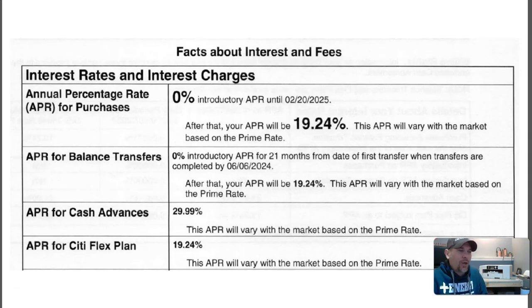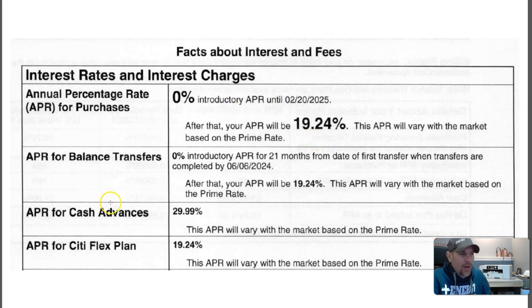Alright, so when you get a credit card, you're going to get your facts about interest rates and finance charges. This is just an example right here. It has an annual percentage rate, which is also called APR, for all your purchases. It has an introductory rate of 0%, and we're going to get into how this works as well. After that 0% APR, it's going to have a 19.24% APR on your purchases.